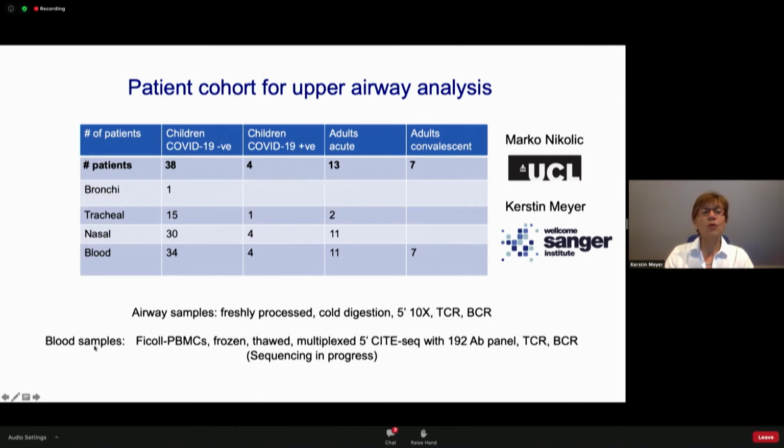At the same time, we also collected matched blood samples. These were processed somewhat differently. We used Ficoll to identify PBMCs that were frozen, and then we could thaw them and multiplex them to run them on a 5' CITE-seq panel with about 192 antibodies. And again, TCR and BCR was able to be looked at. But for this study, the sequencing is still in progress, so I will only talk about the airway samples.